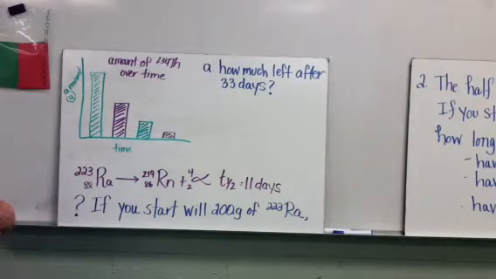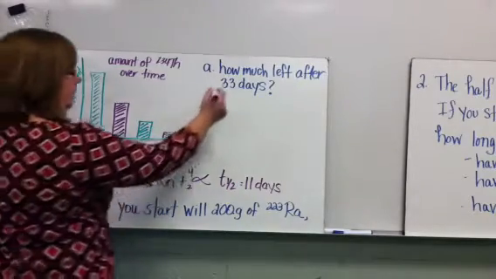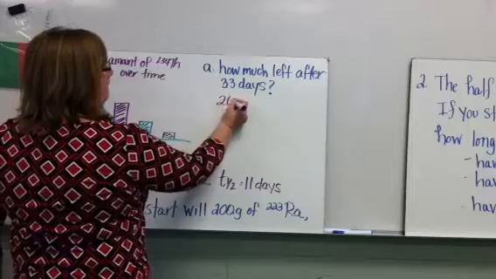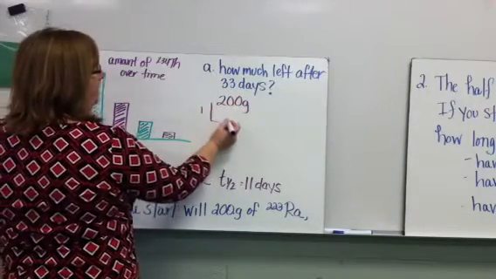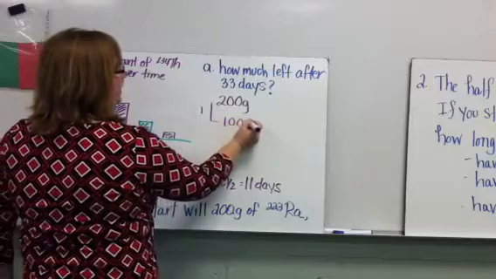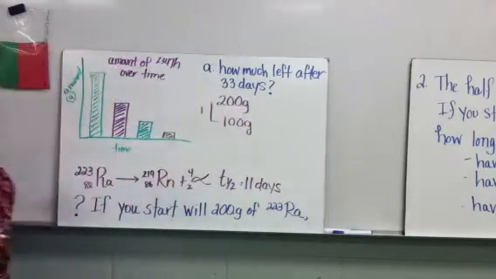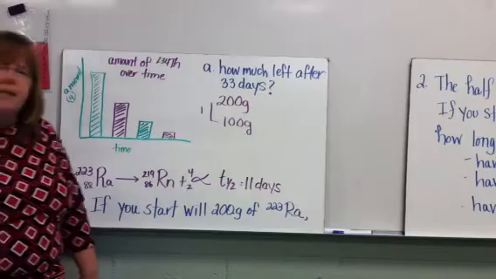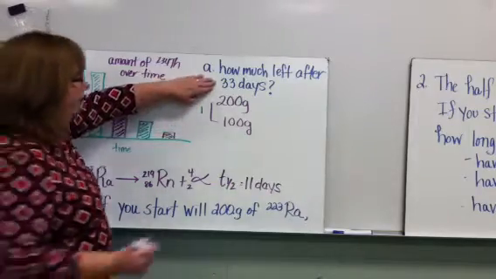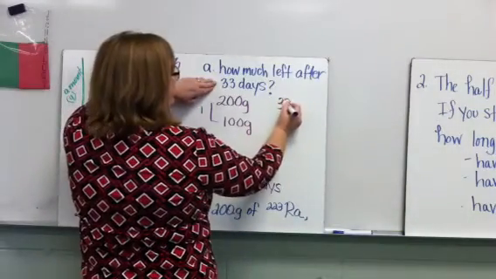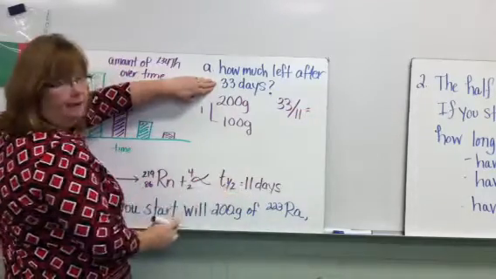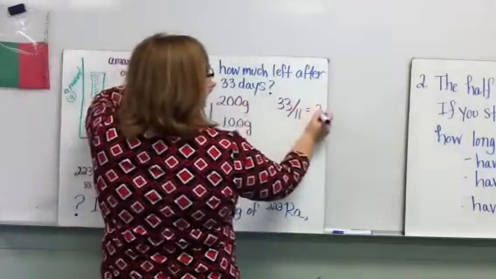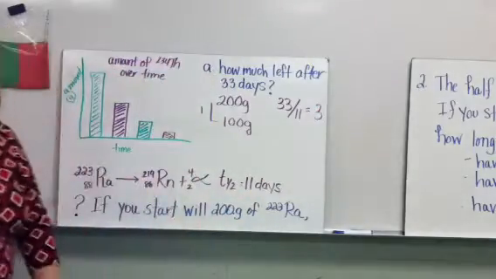Well, I like to just start with a chart. So I'm going to start with 200 grams, and after one half-life, it would go down to 100 grams. But how many half-lives is 33 days? To figure that out, we're going to take 33 days, and we're going to divide it by 11, because that's what one half-life is. So 33 days is 3 half-lives.